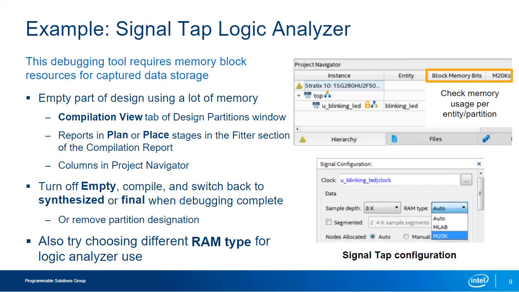As a side note, if you don't want to empty out part of your design, you can make use of the RAM type option in the logic analyzer to specify which type of memory blocks it should use. Choose a type that is different from what you are using in your design. That way, the memory resources used by the logic analyzer will not interfere with your design.